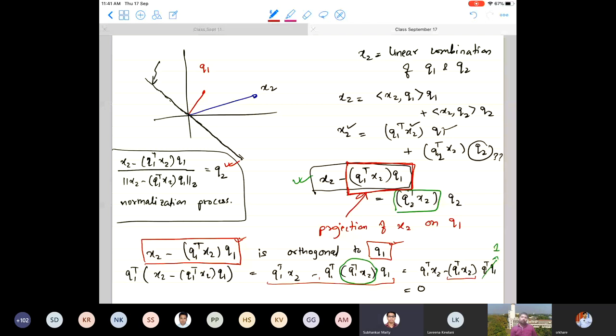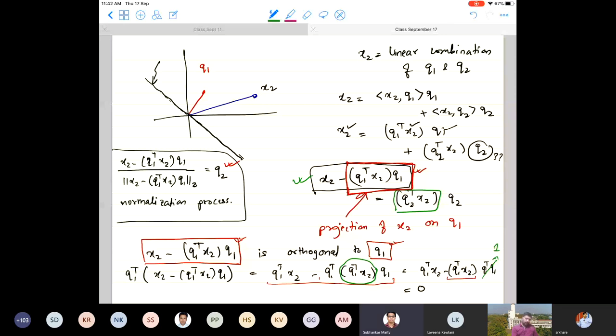So you are removing that projection. This projection vector is a vector in the direction of q1. So it is somewhere in this direction, right? According to this diagram, this vector will be something like this.